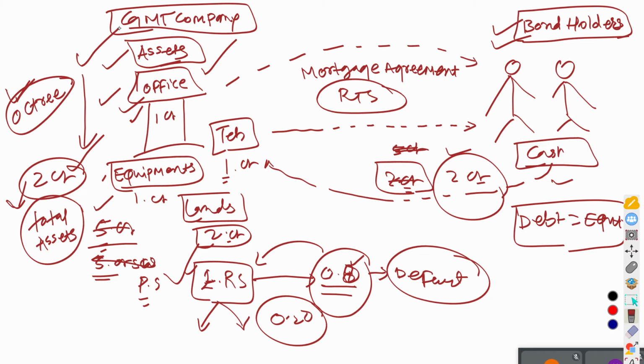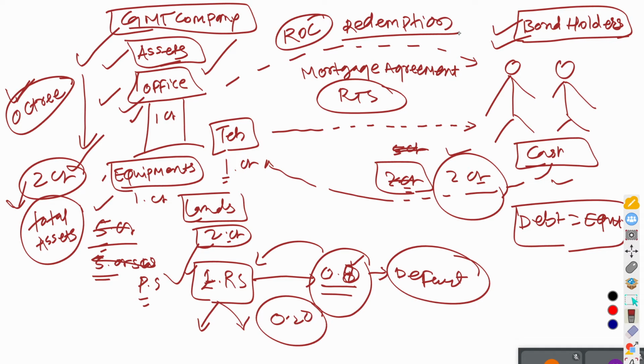And in this process, you can also try to understand a few corporate actions. When the company repays the debt, it becomes ROC, return of capital, or you can say redemption.